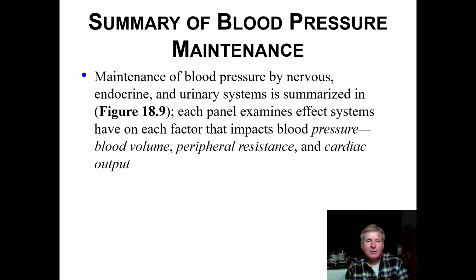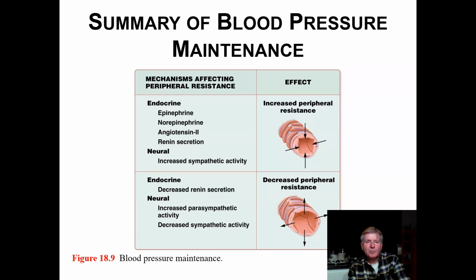So the maintenance of your blood pressure by your nervous, endocrine, and urinary systems is basically effects on each of these factors that impact blood pressure, which are blood volume, peripheral resistance, and cardiac output. So this goes through those mechanisms affecting peripheral resistance, both endocrine and neural, mainly by causing constriction, thus increasing resistance. Endocrine, decrease renin, or neural, increase parasympathetic or decrease sympathetic, will in turn decrease peripheral resistance by dilating the vessel.